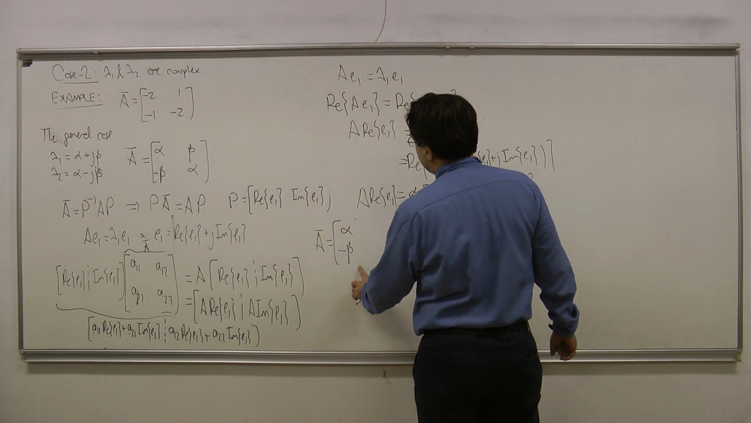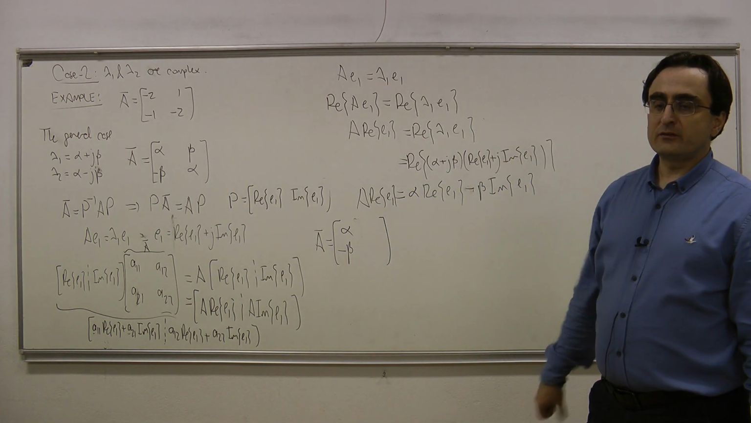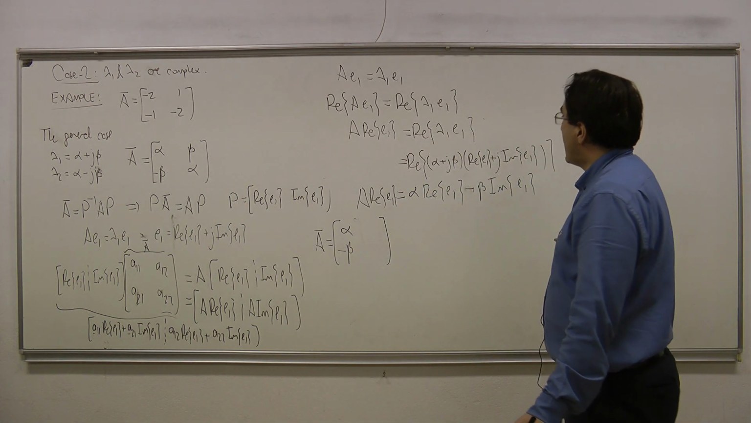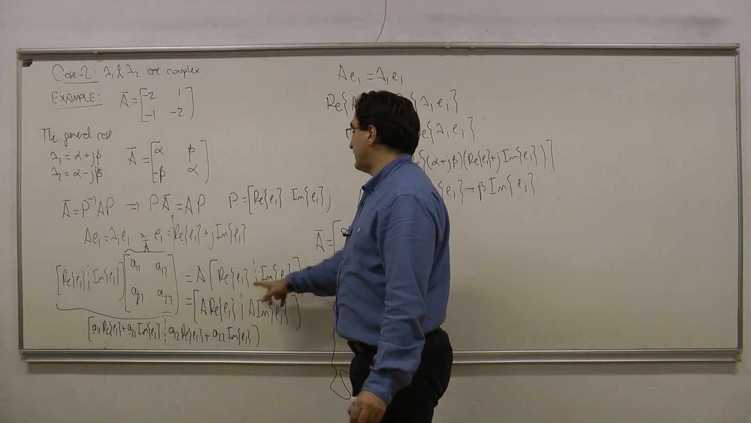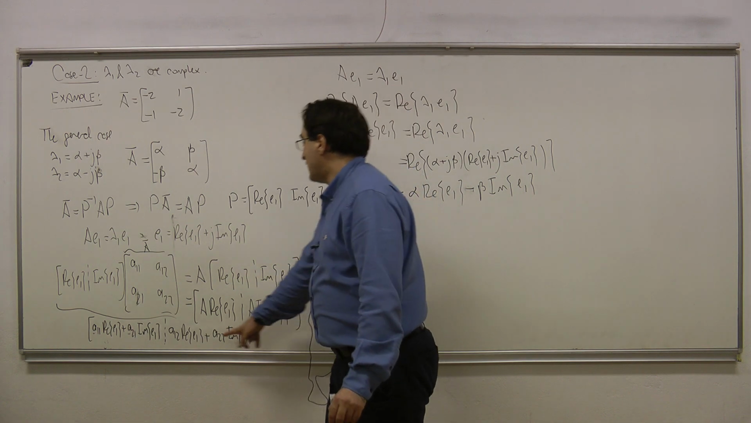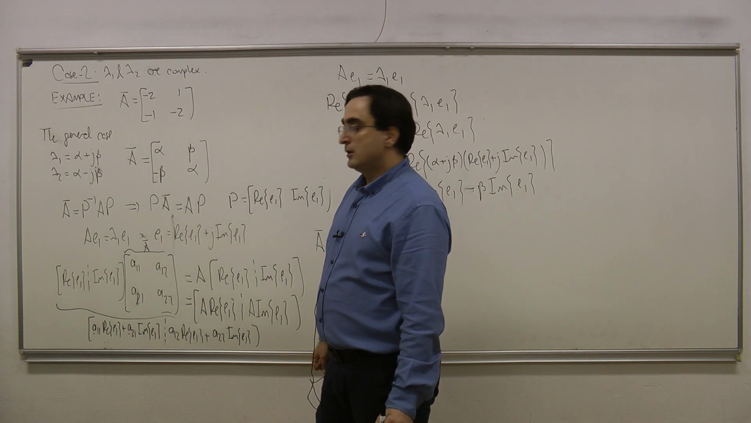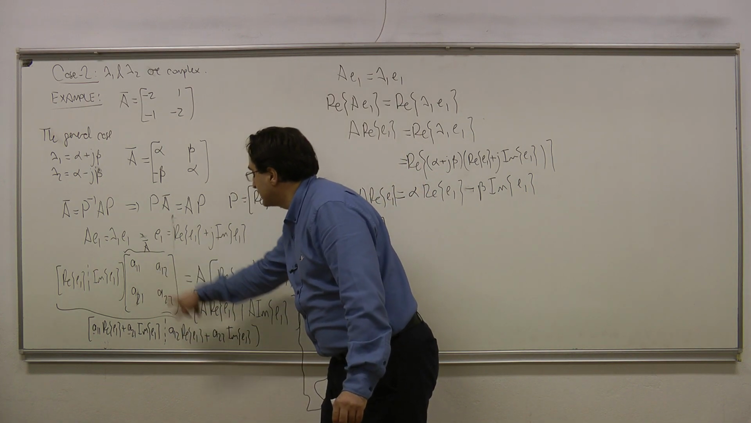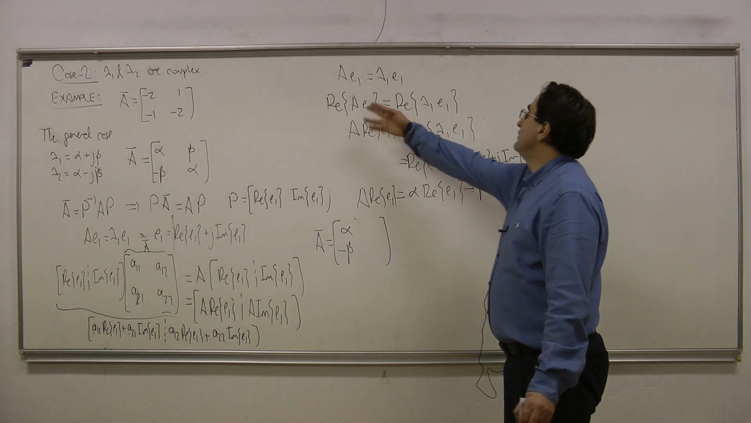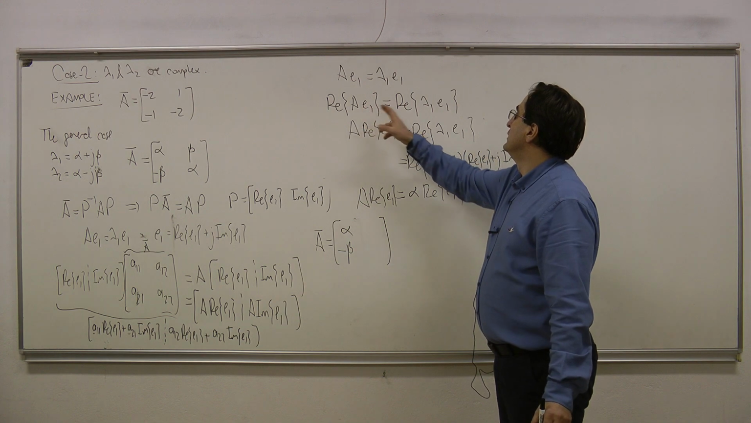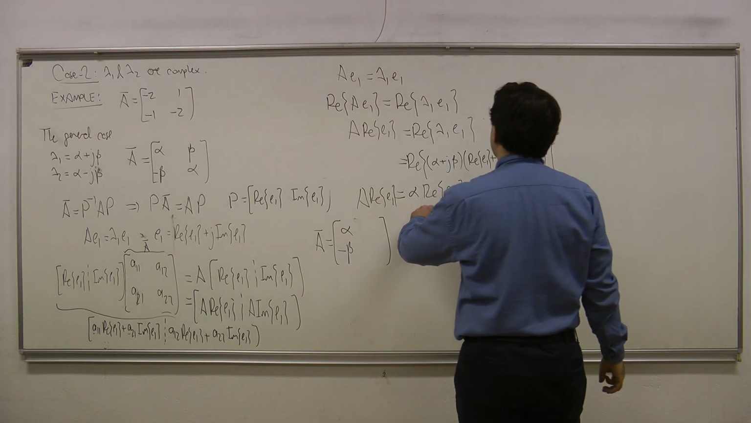This is the first column of A bar, and then I need to obtain also the second column. Okay? How do I obtain the second column? For the second column, I need to express A times imaginary E1 as a linear combination of real E1 and imaginary E1. And the coefficients would give me the second column elements. So what I'm going to do is, instead of the real part of this equation, calculate the imaginary part of this equation.